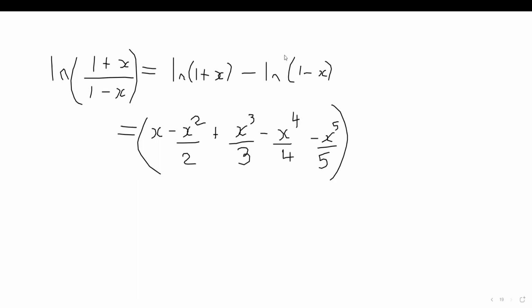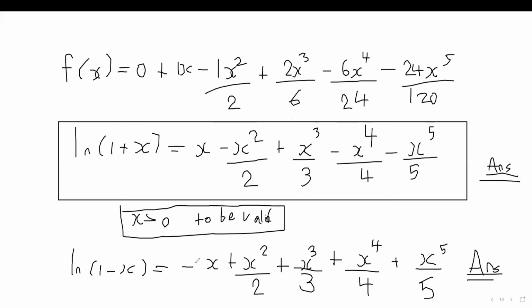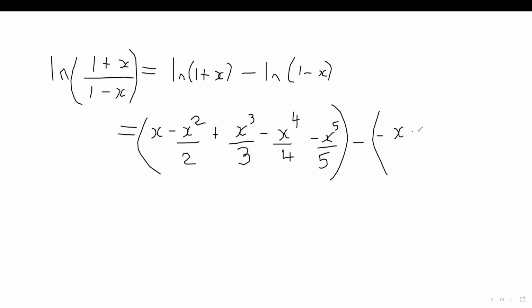All right, and now the ln(1 minus x). That is now minus, and then everything else plus. So it's going to be minus x squared over 2. This is then minus x cubed over 3, minus x to the 4 over 4, then minus x to the 5th over 5. So this is what we're simplifying now.